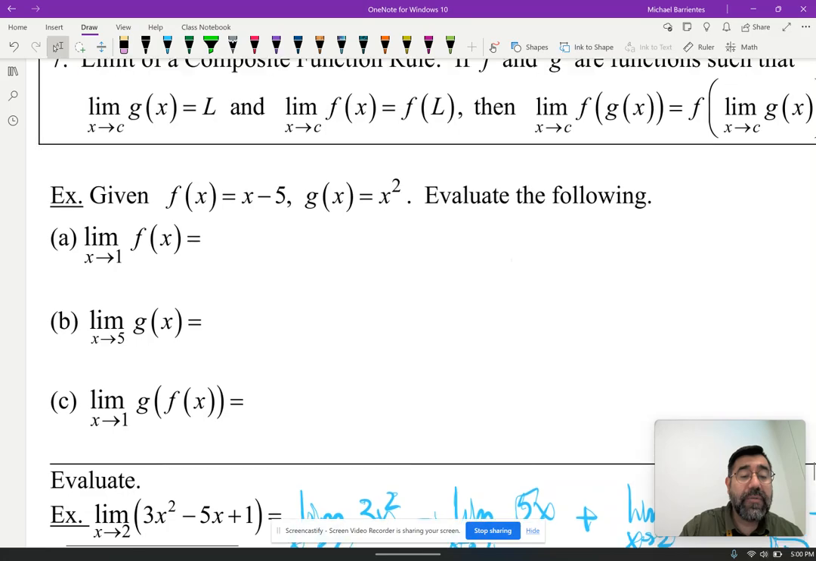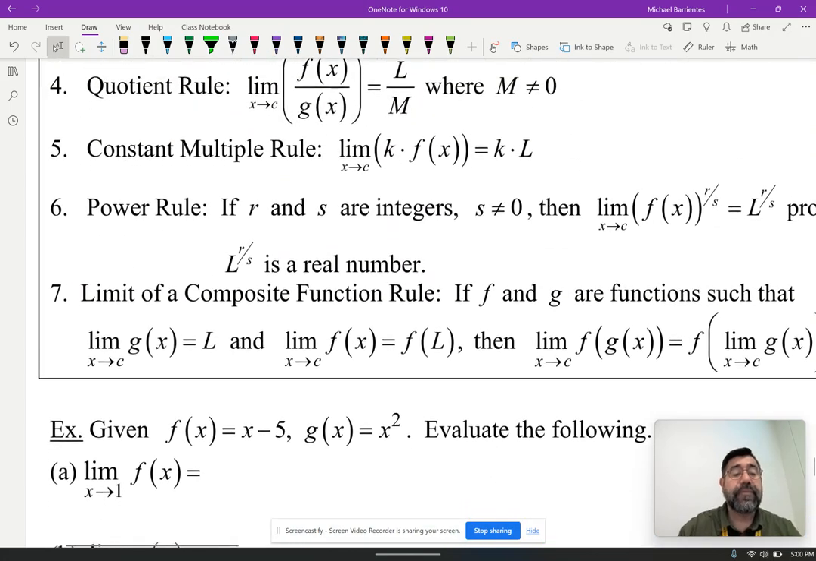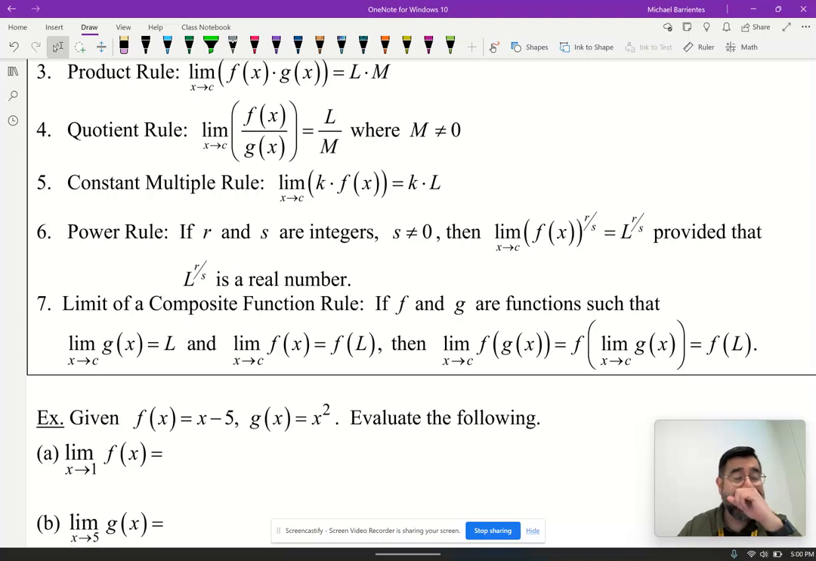As I go back up here, there are two more rules. The last rule gets a little bit dicey. Actually, all of them get a little bit dicey once the limit doesn't exist. But let's finish 6 and 7. So the rules here say if you know that r and s are integers, positive or negative whole numbers.